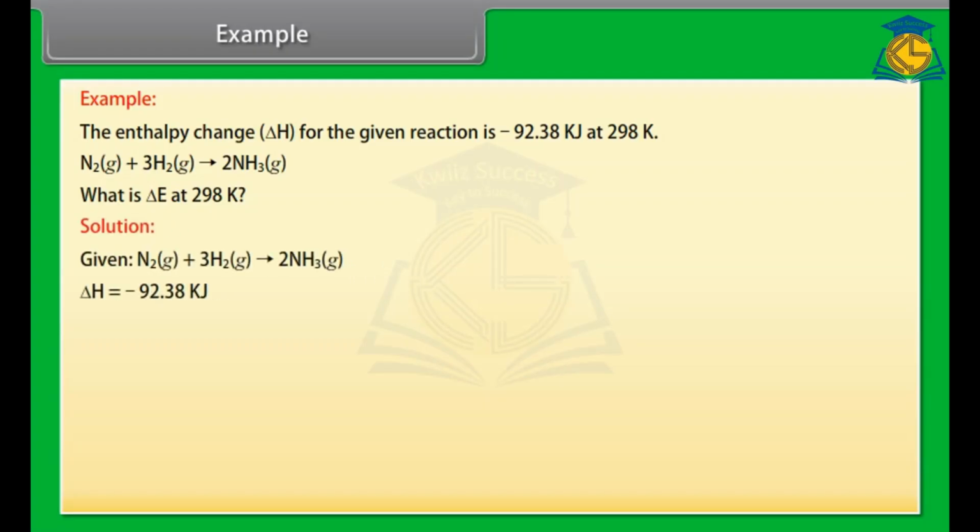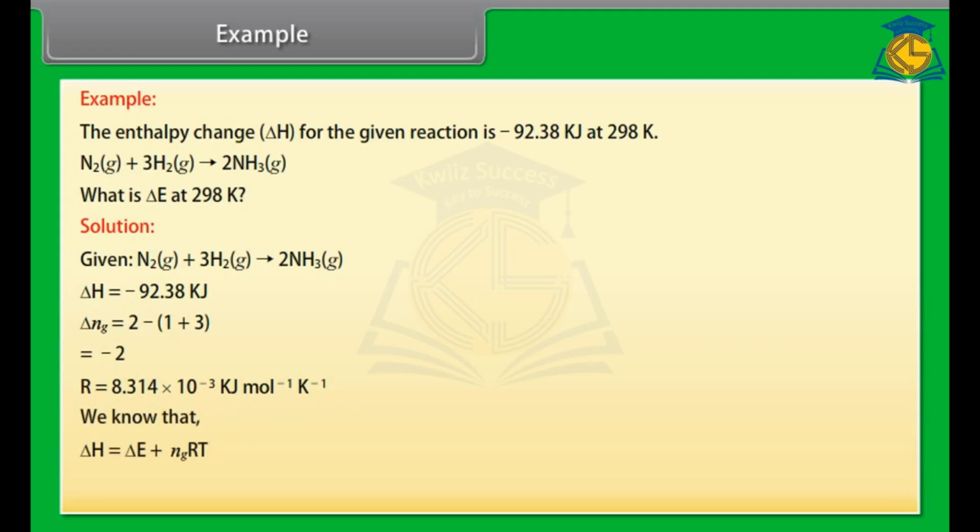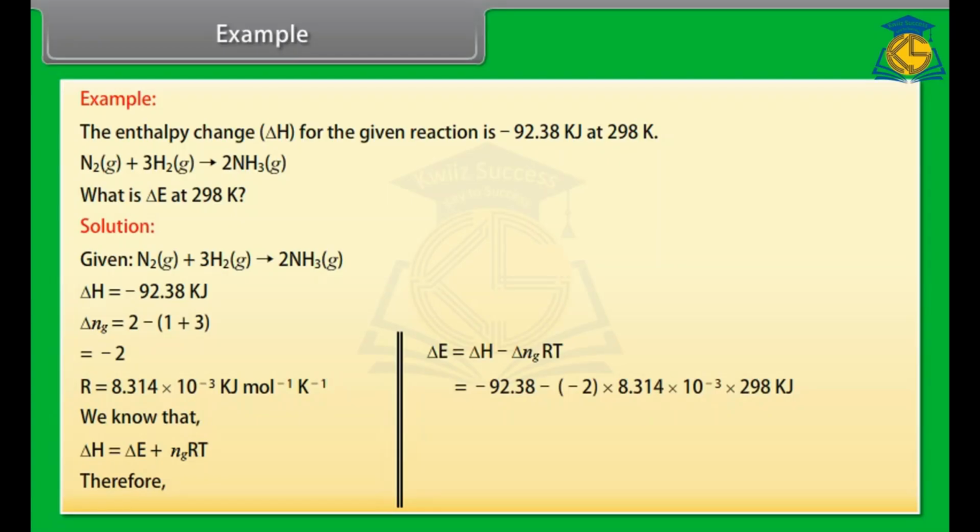Here the given values are delta H equals minus 92.38 kilojoule. Delta n_g is equal to 2 minus 1 plus 3 equals minus 2. R equals 8.314 into 10 raised to the power minus 3 kilojoule per mole per Kelvin. We know that delta H is equal to delta E plus delta n_g RT. Therefore, delta E equals delta H minus delta n_g RT. Now we put the values in the equation and calculate. We get the result delta E equals minus 87.42 kilojoule. Hence, the value of delta E is minus 87.42 kilojoule.